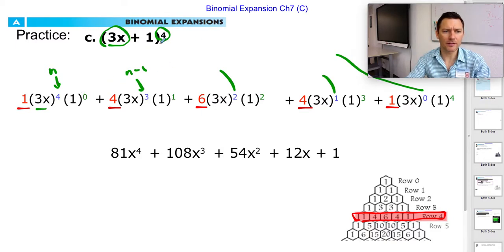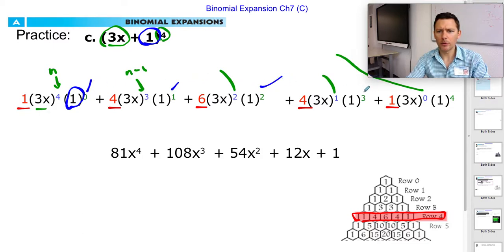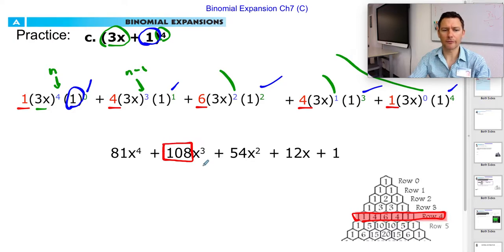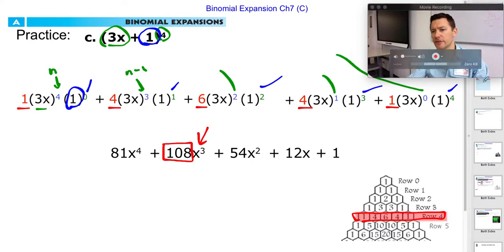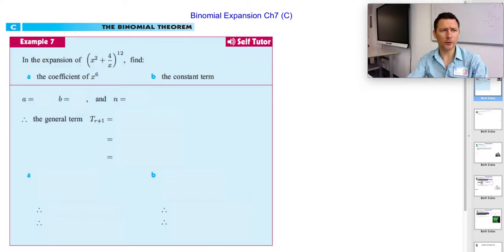And conversely, this B component starts at 0 and works its way up to n. So you can use that to find the coefficient. When they say the coefficient, they mean the number in front of a certain term, if you're sneaky. And we're sneaky, so this is how to do it.